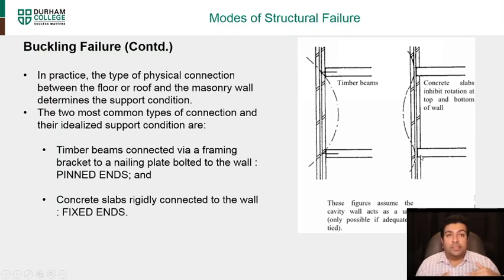So you have a slab on top of a brick wall, and then the brick wall continues on top, then you have another slab, and then you continue on further. So that is called a fixed end. But if a timber beam is connected into one straight wall piece, those are called pinned ends. So the two will have different buckling failure, and basically you're decreasing your effective length by using slabs instead of timber beams. Either way, you're reducing the effective length for it to buckle.